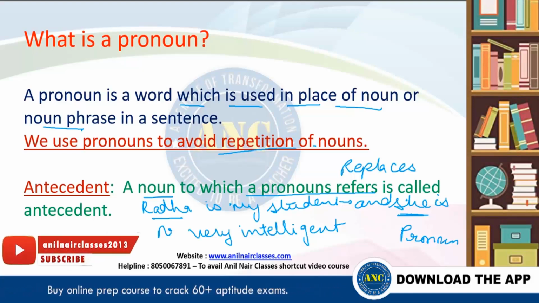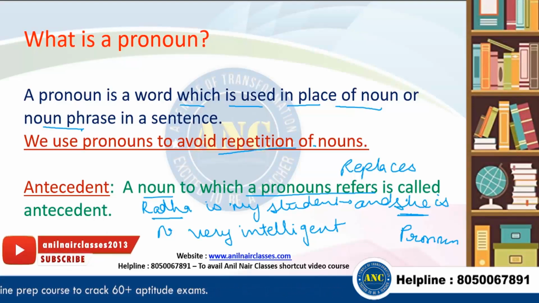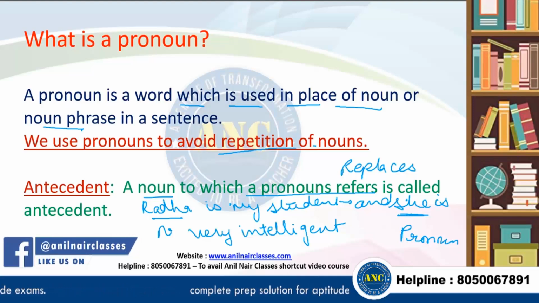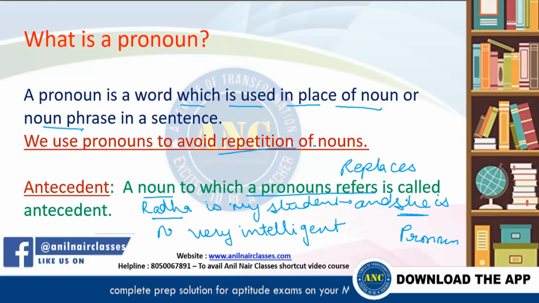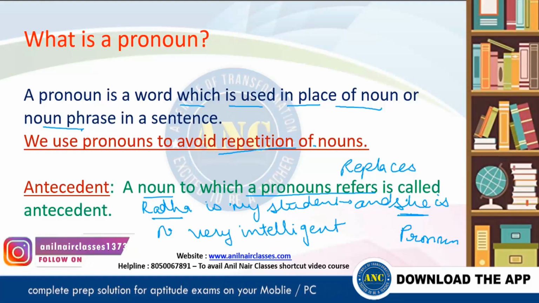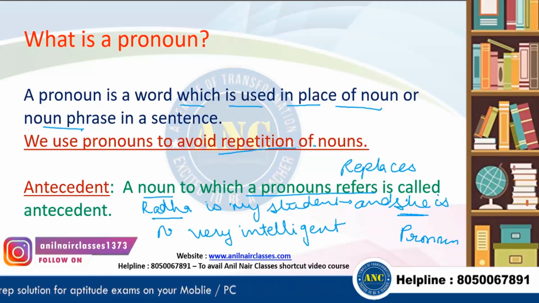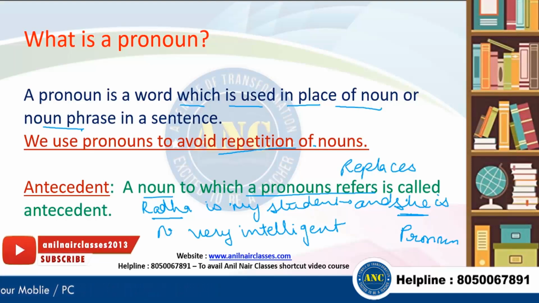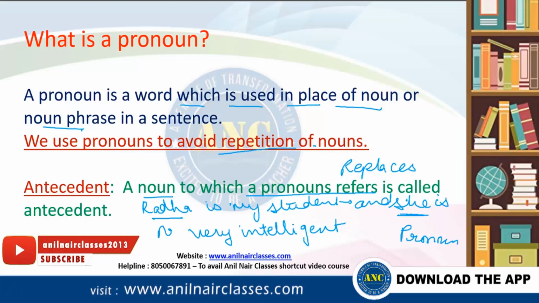Clear? So the point of this slide is that we should know the definition of pronoun. Pronouns are the words which are used in place of nouns or noun phrases to avoid their repetition. An antecedent is a noun to which your pronoun refers or which it replaces. Fine. Next slide, let's move ahead.